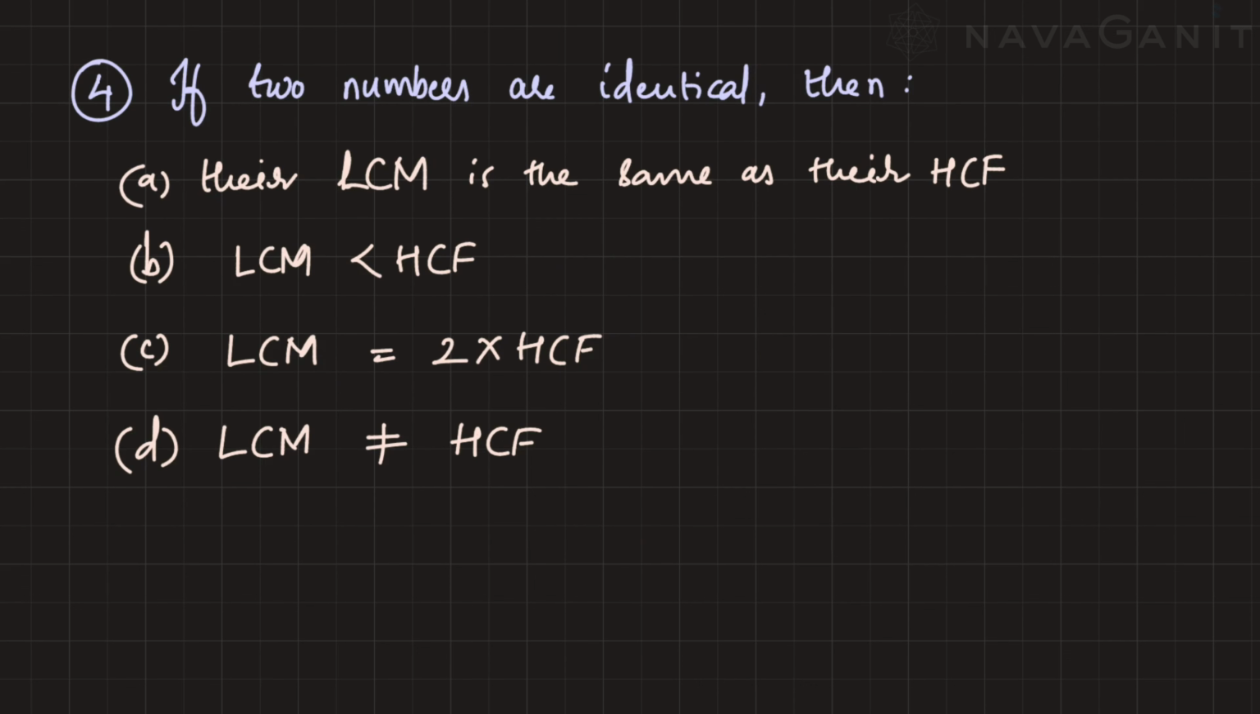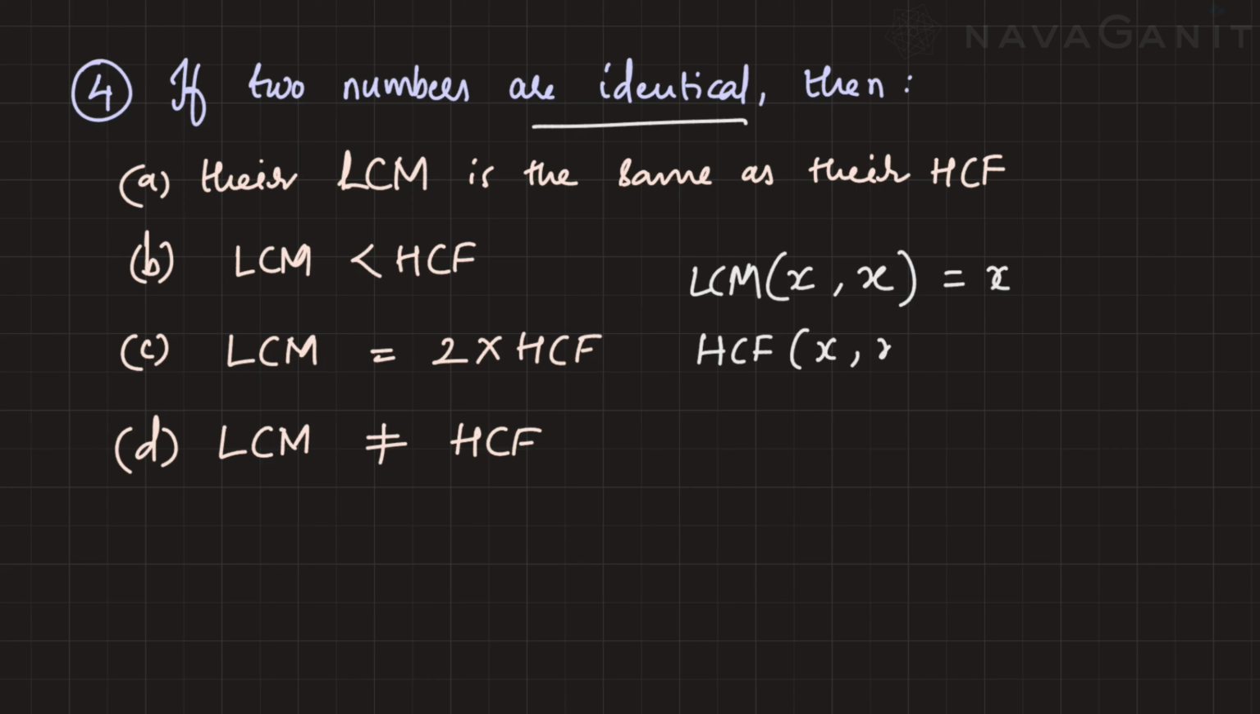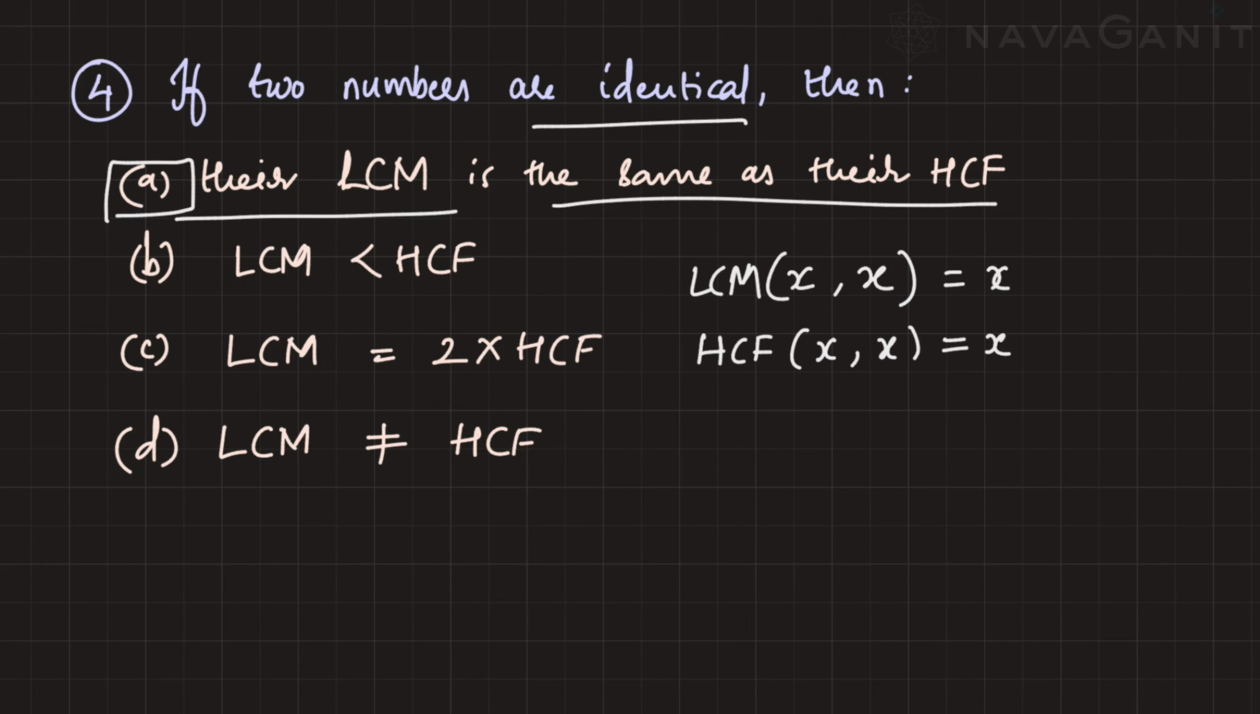Now we have two numbers which are identical to each other. Say x and x. Now what is the LCM of x comma x? This is nothing but x. What is the HCF or the GCD of x comma x? This is also x. So their LCM is same as their HCF. So the correct answer is option A.